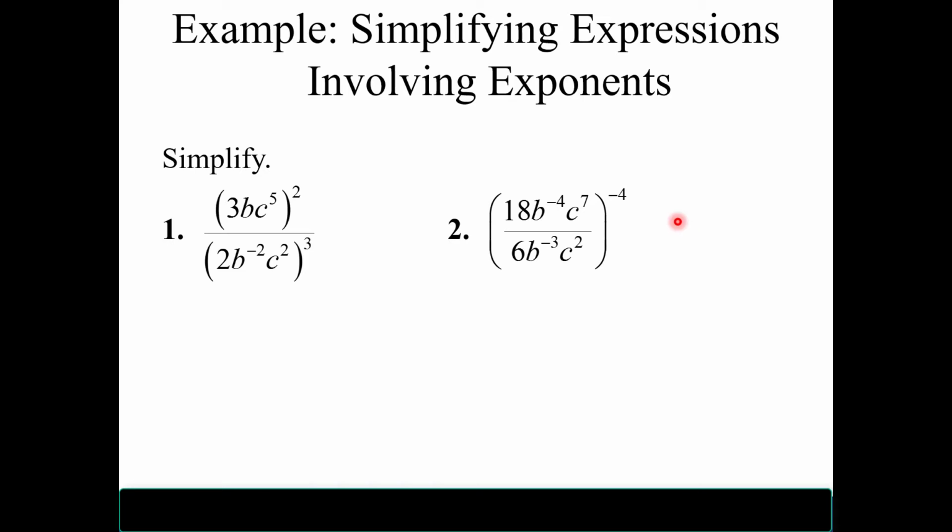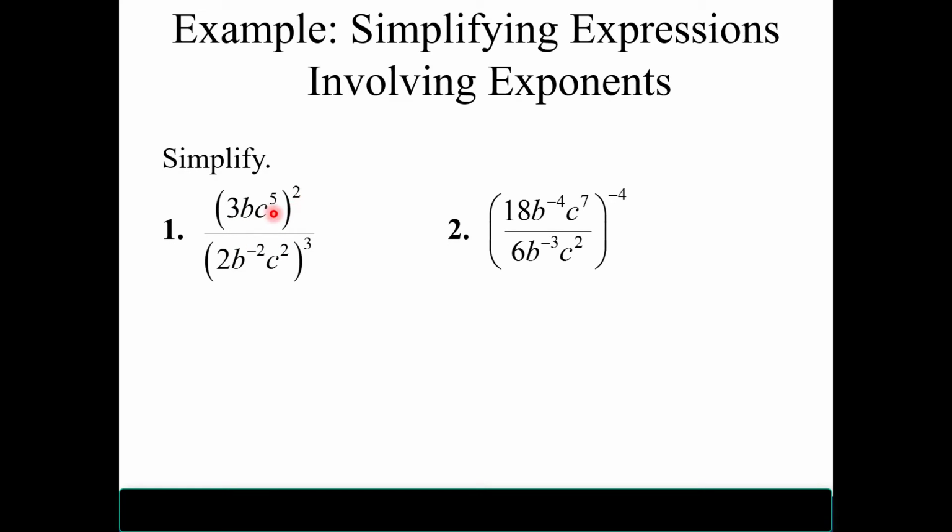Okay, so let's work on these guys. How do we simplify number 1 here? We got 3bc to the 5th power, the whole thing being raised to the 2nd power. So that'll be... Oh, we have to be real careful here, right? Because this guy has a 2 here, and this guy has a 3 here. For that reason, we cannot play with these guys first. We have to deal with the exponents first.